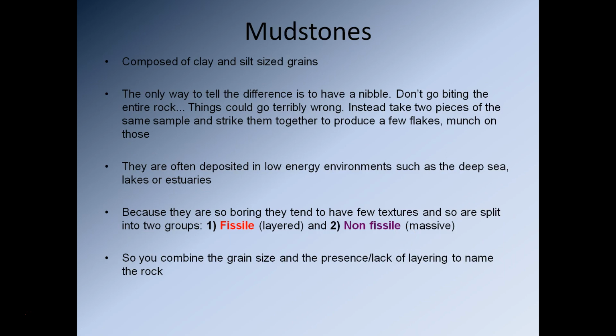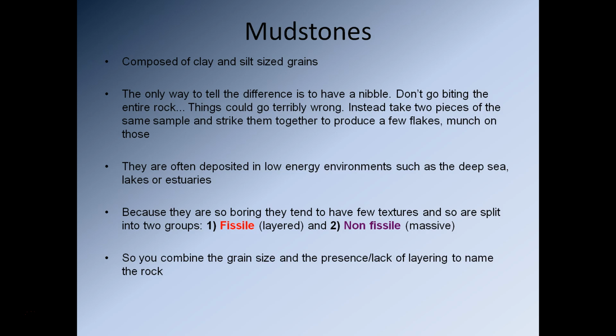So mudstones are composed of clay and silt-sized particles. The only way to tell the difference between a clay and silt-sized particle is, as I already described, to actually eat a very small quantity of the rock. So mudstones are often deposited in extremely low energy environments like the deep ocean or lakes or estuaries, essentially where the water's velocity goes down to nearly 0.